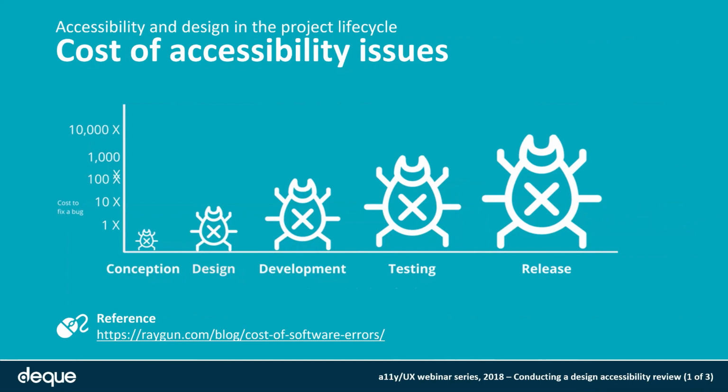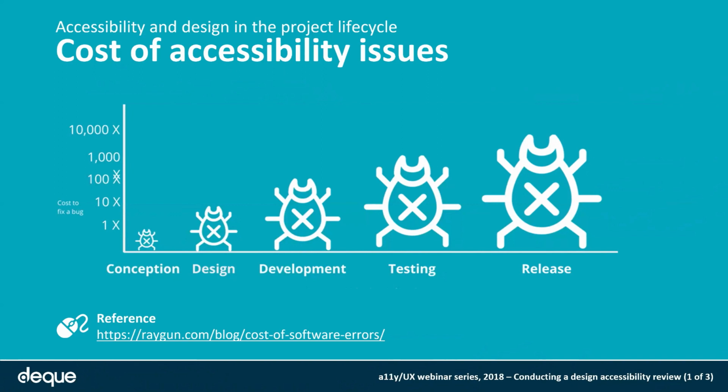So what we have on the screen right now is a diagram with an x and y axis. On the y-axis, I think it is, you have a ratio going from 1 to 10 times to 100 times to 1,000 times to 10,000 times, and on the x-axis you have the conception phase, the design phase, the development phase, the testing phase, and the release phase. So your process, so to speak. And there's a representation of a bug or an issue, and it gets bigger and bigger the further you get in that process.